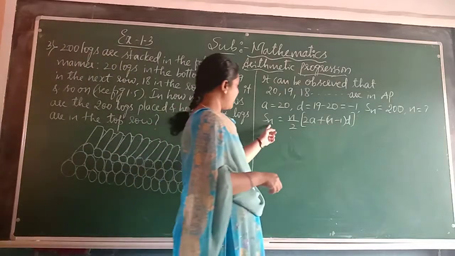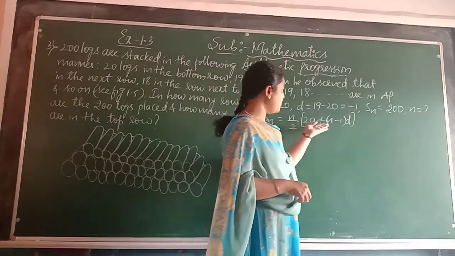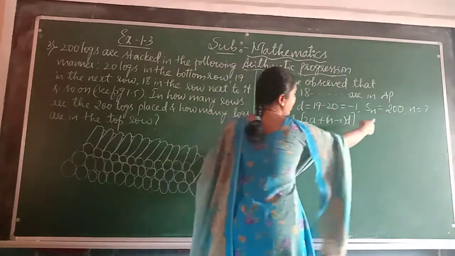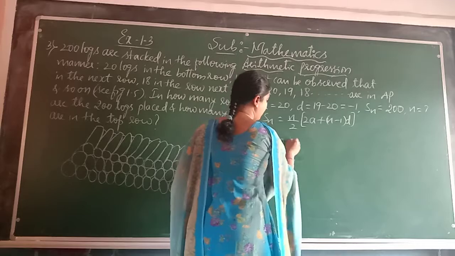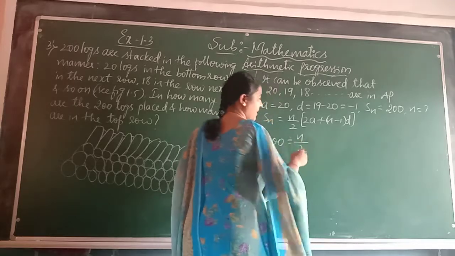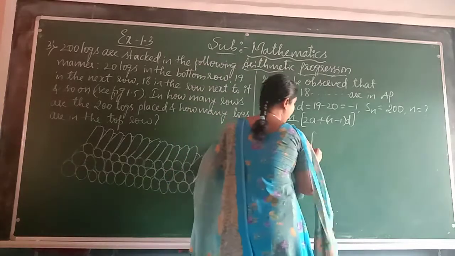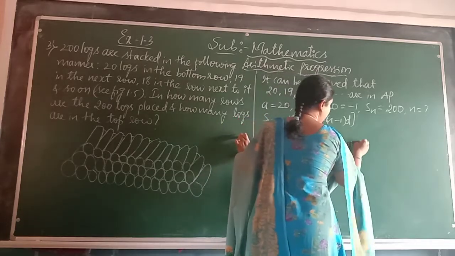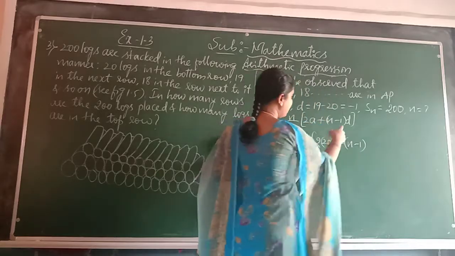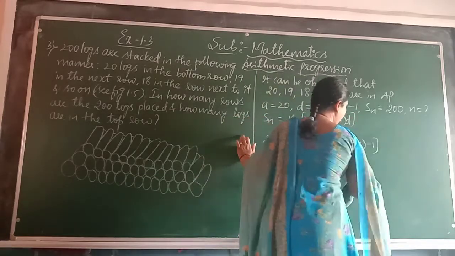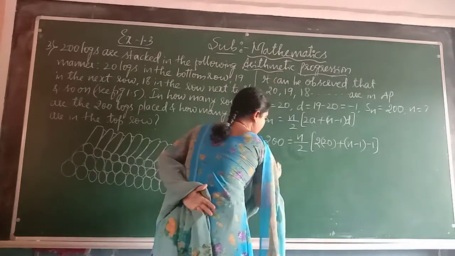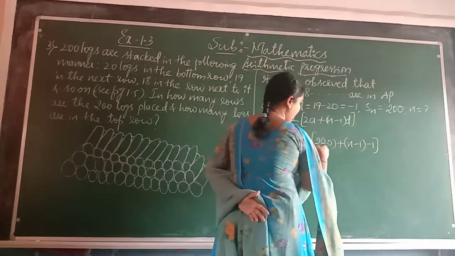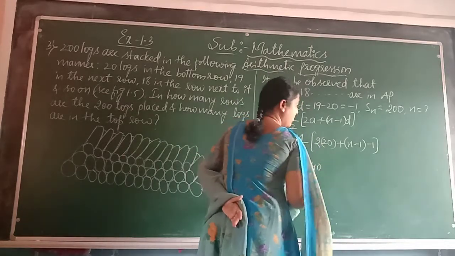Use the formula Sn equal to n by 2 into 2a plus n minus 1 into d. Now substitute the values. Sn will be 200. Number n we don't know, keep it as it is, that is n by 2 into 2 into a value will be 20 plus n minus 1, keep it as it is, d value will be minus 1. Now 200 is equal to n by 2 into, simplify it, 2 20s are 40.